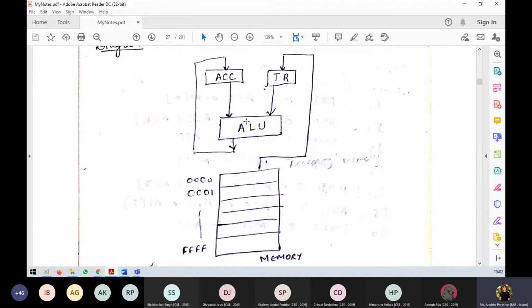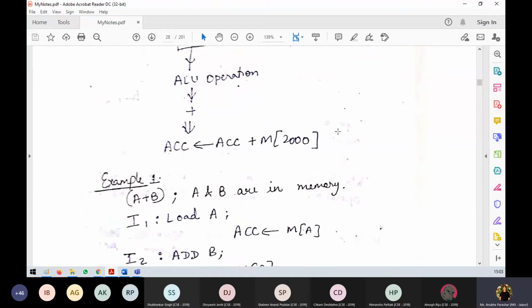What it will do is take the operands either from the accumulator, or from a temporary register, or this memory, or directly from register ABC. From there we can take the second operand. The first operand has to be somewhere. So where is it? It is in the accumulator. That is why the first operand is in the accumulator. The second one we try to fetch either from memory or from any register. So yes, any doubt?